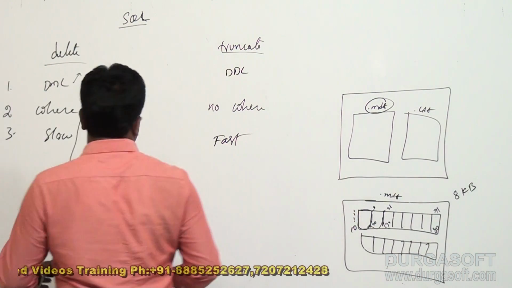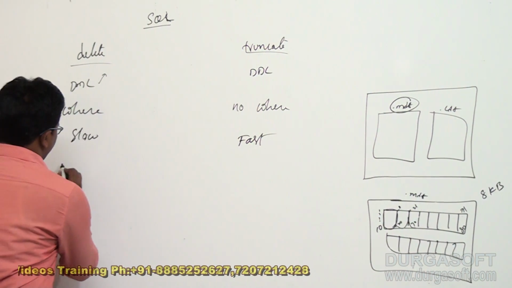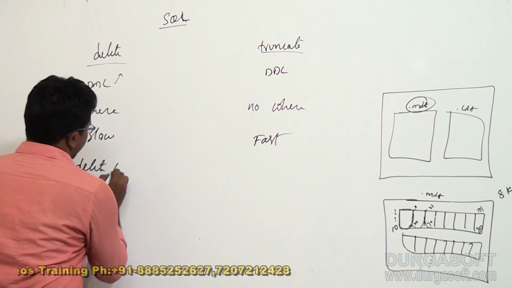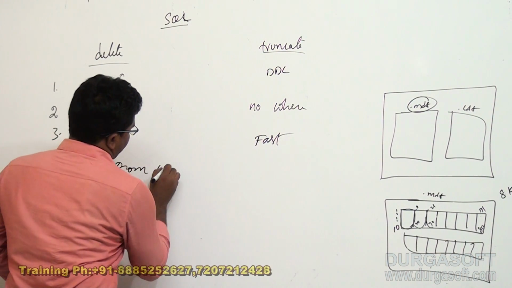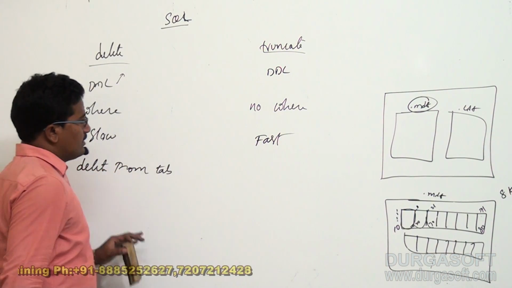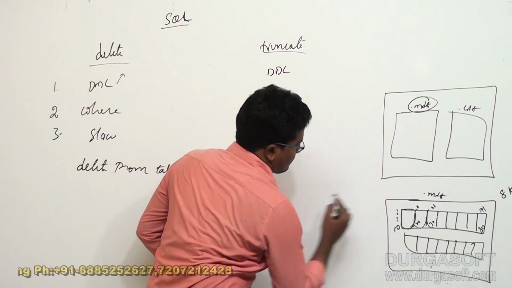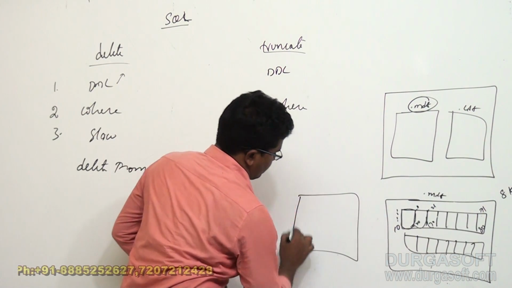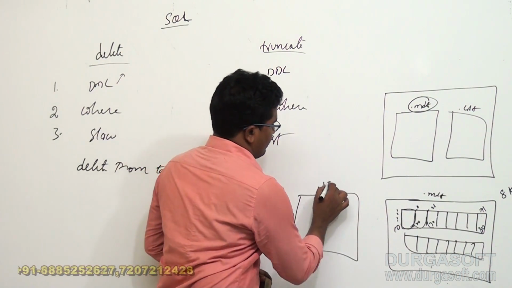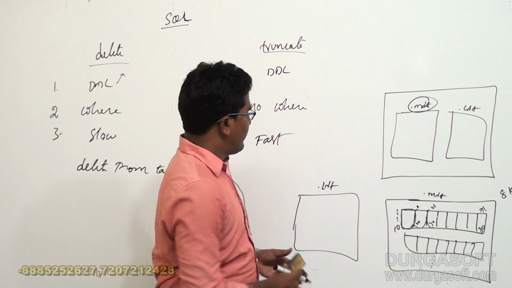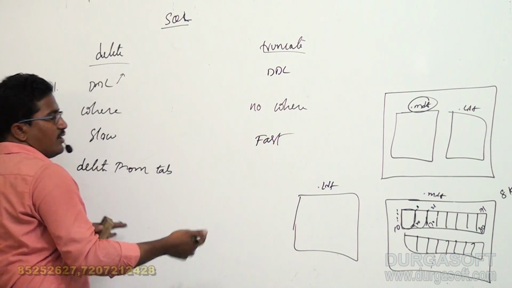Now what happens? I will use the delete command now: delete from tab. Imagine it's a table name. So what happens now? It's the MDF file, right? We have an LDF file also. So it is the LDF file. Whenever we use delete from table name, what happens?